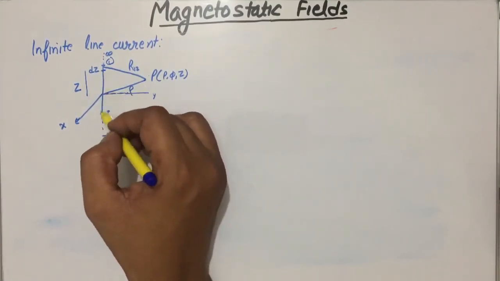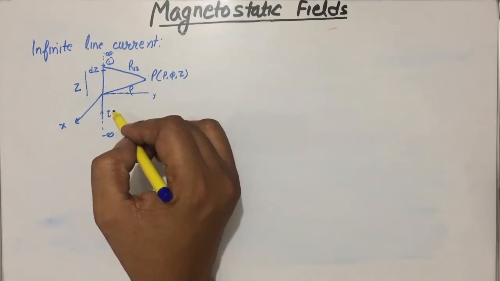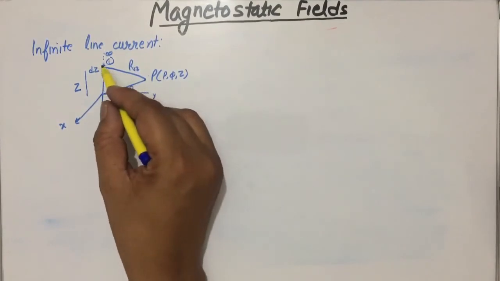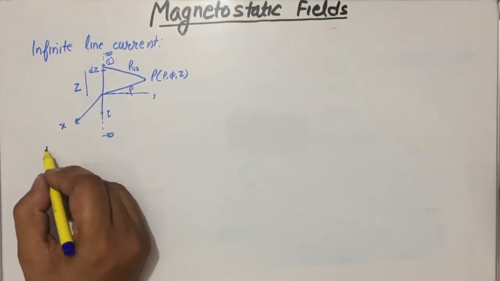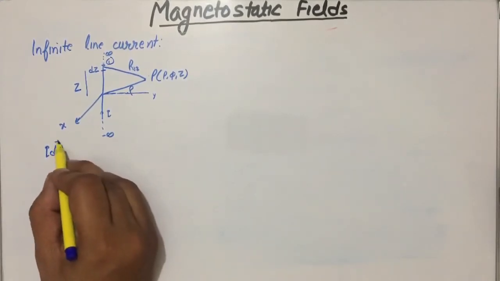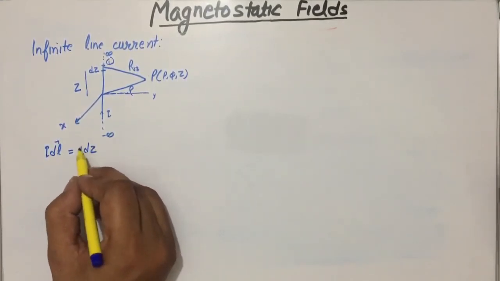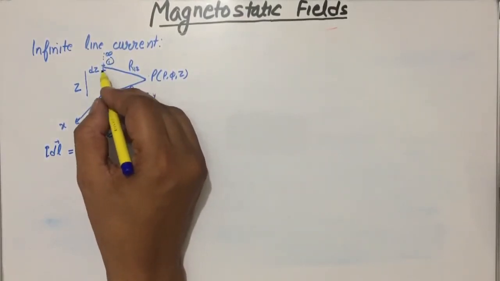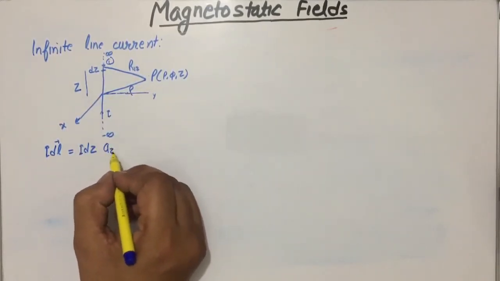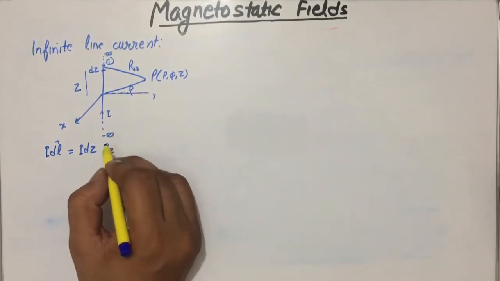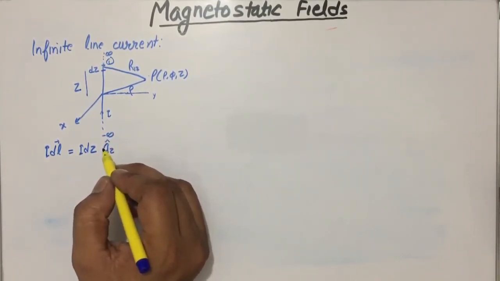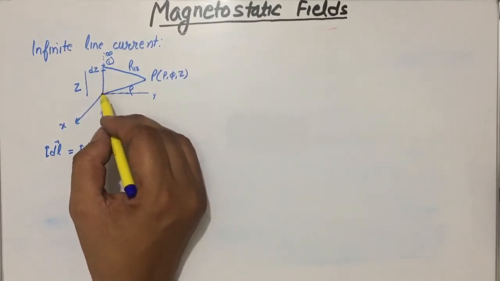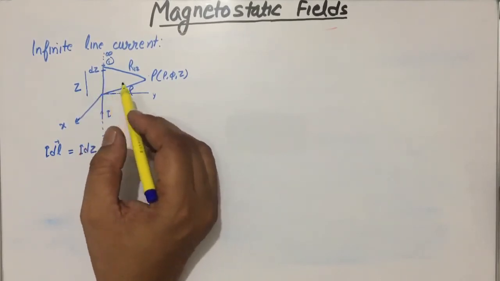The current element that we defined as IDL will be equal to I dz for this portion. If the current is flowing in this direction, then dz is in the direction of az. Dz is positive and the current is in the same direction. What about Ra?